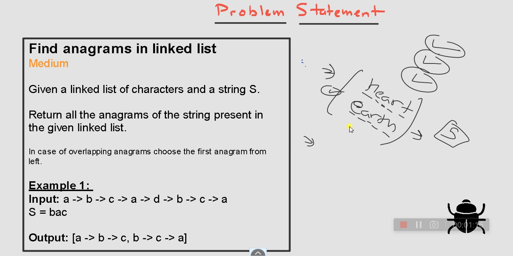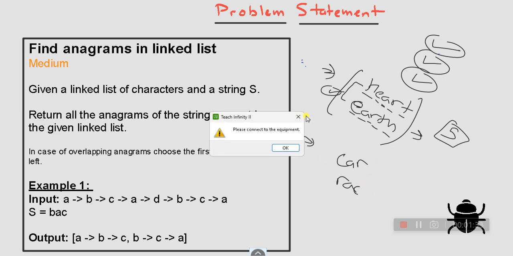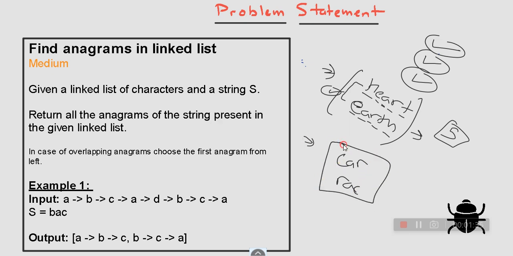So these are the conditions for two strings being an anagram. The only difference between two anagram strings is the arrangement of characters. Like if I have CAR, I can make it RAC, just changing the arrangement of characters. So these two are anagrams as well.